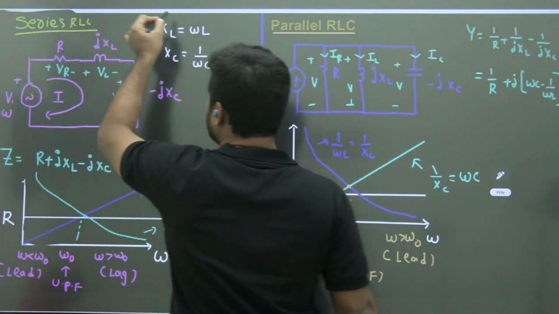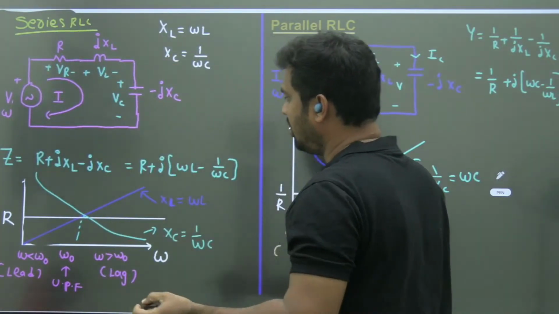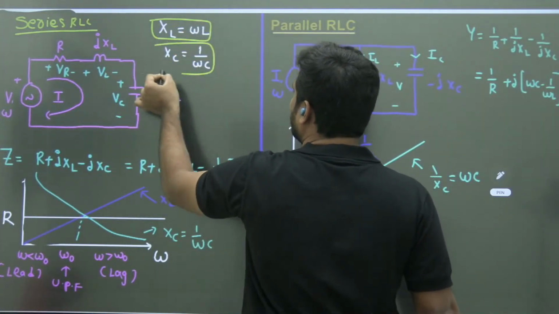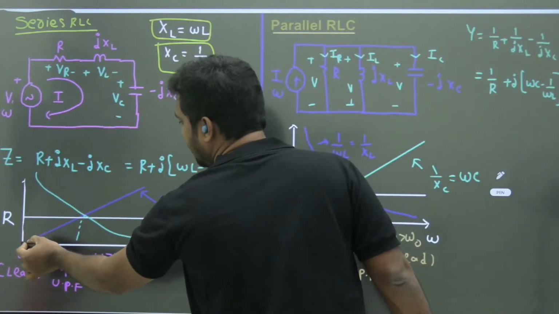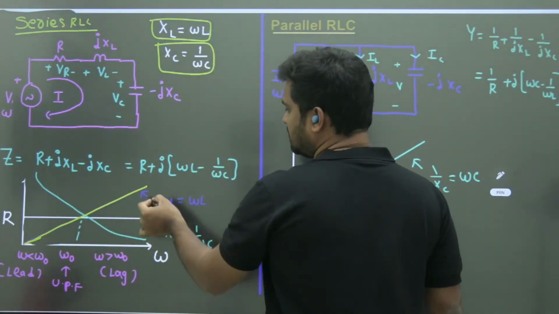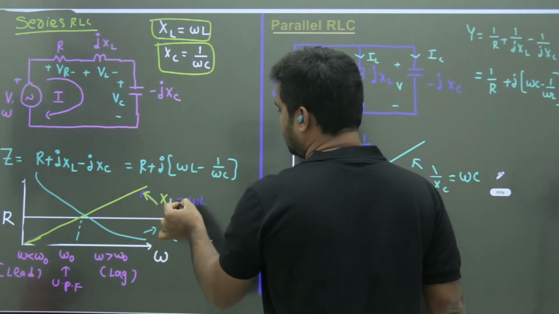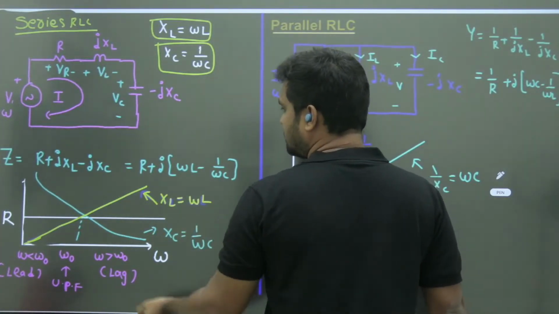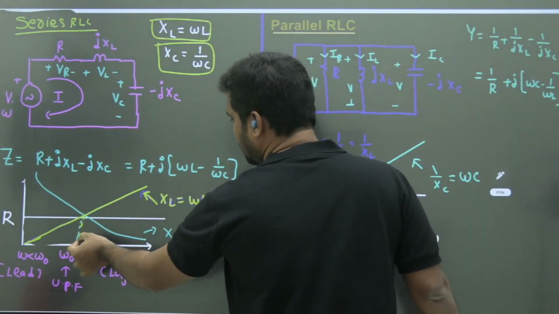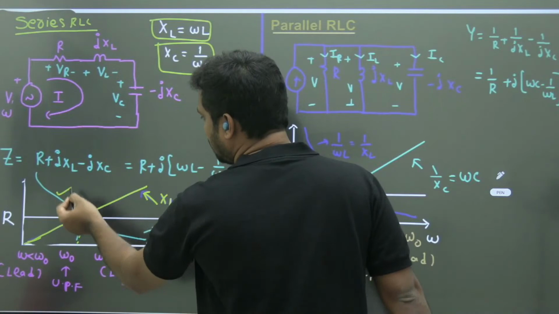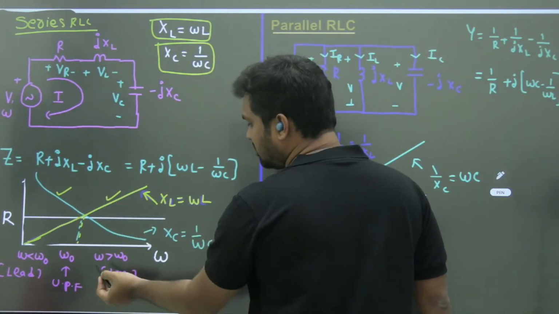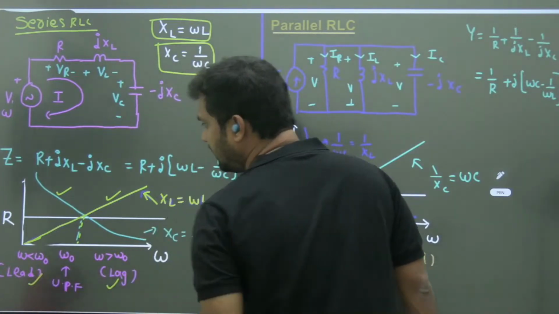already we know these things. Now listen here. The inductor reactance XL is omega L, capacitor reactance is 1 by omega C. So XL is a constant straight line with respect to omega. Xc is 1 by omega C, it is inversely proportional. At resonance, both will be equal. Before resonance, Xc dominates. After resonance, sorry, XL dominates. So after resonance, lagging power factor. Before resonance, leading power factor.